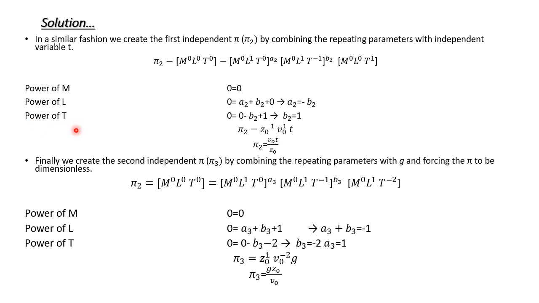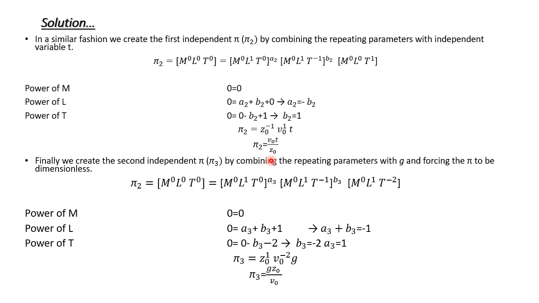Now let us compare the power of T. On the left hand side it is T to the power 0, so the power is 0 here, and T to the power 0 into A2 is nothing but 0. Here T to the power minus 1 into B2 I have, so it is minus B2, and here T to the power 1 I have, plus 1, so B2 is equal to 1. Now I got the value of B2. When I substitute here I'll get the value of A2, so A2 is minus 1, B2 is plus 1. I'll substitute the value of A2 and B2 in the pi 2 equation. When I substitute it is Z0 minus 1, V0 1 T. Z0 minus 1 I can take in the denominator, so V0 T by Z0. So I got the pi 2 term.